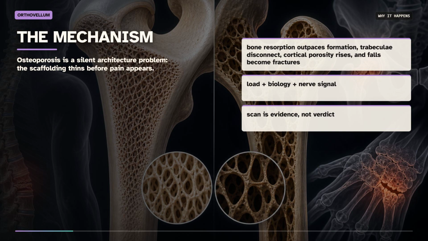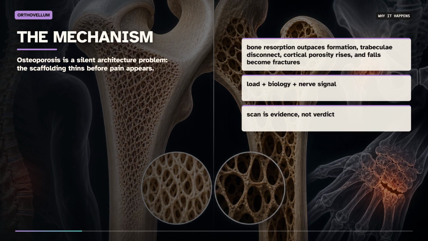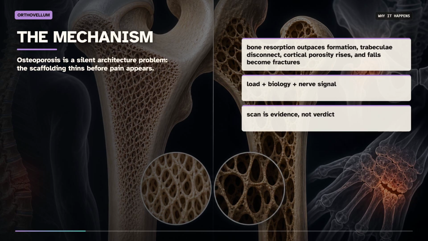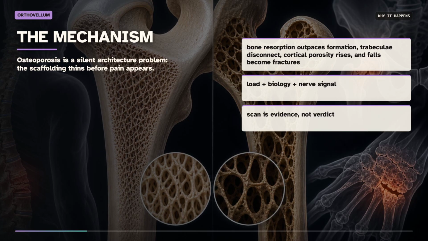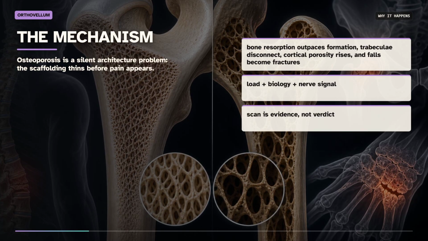The core mechanism is bone resorption outpaces formation, trabeculae disconnect, cortical porosity rises, and falls become fractures. This is why two people with similar images can feel very different. Tissue appearance, load, inflammation, nerves, strength, and confidence all interact.